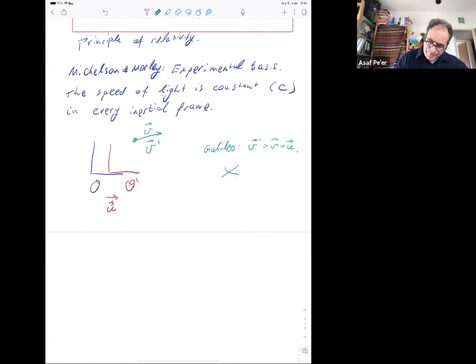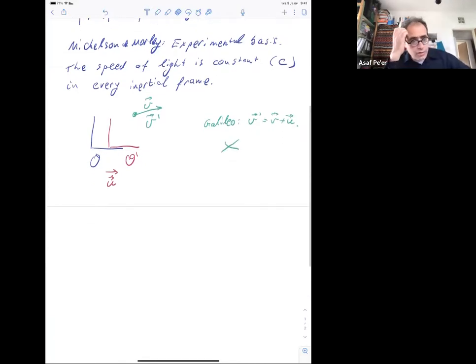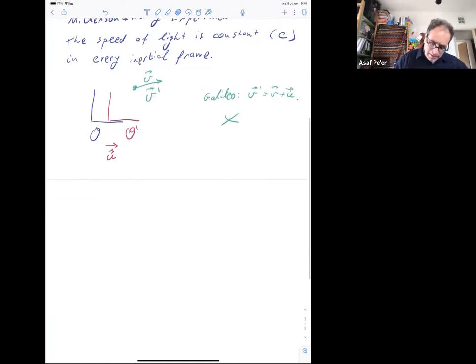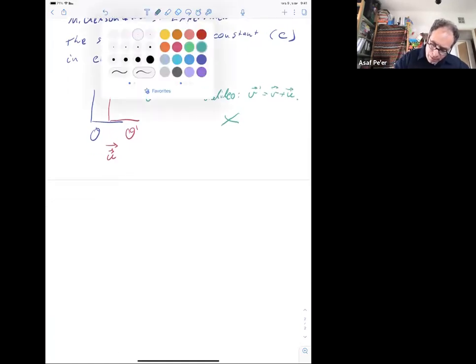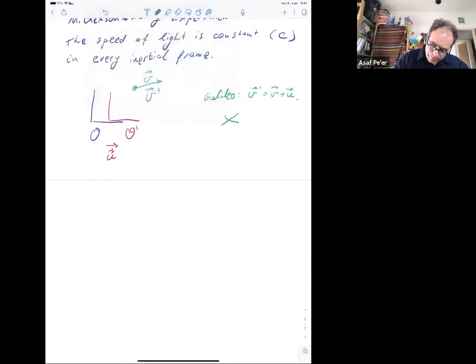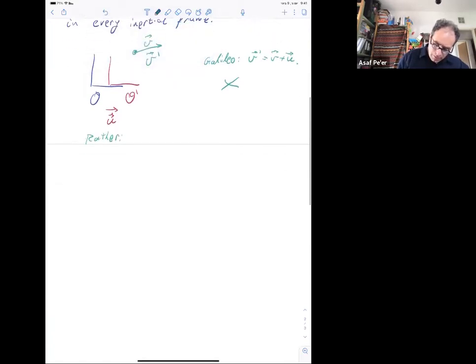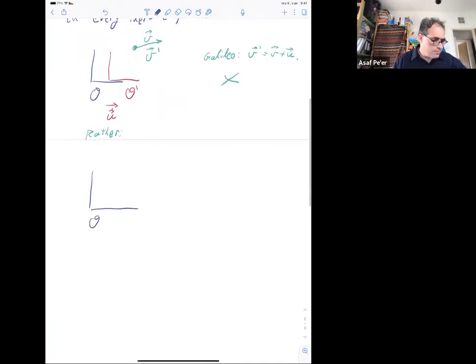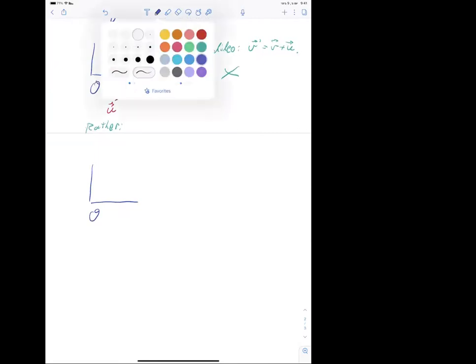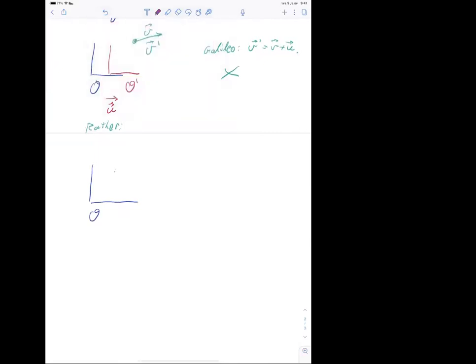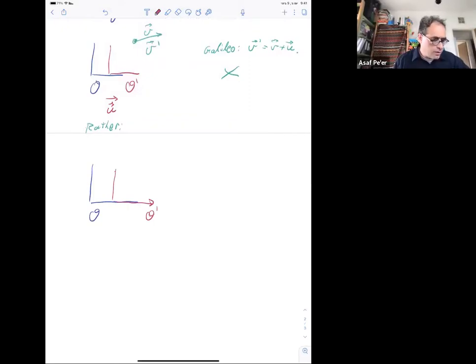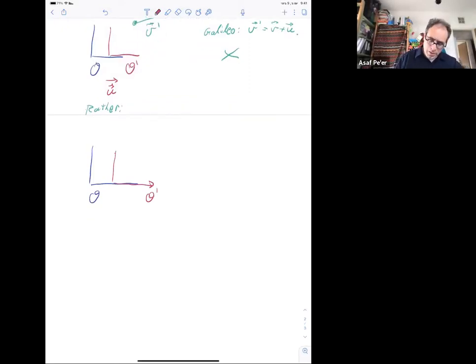Okay, instead, what Michelson and Morley told us is that let's again look at these two observers. Let's say that we have an observer O. And let's have an observer O prime, which is moving at some constant velocity with respect to O.